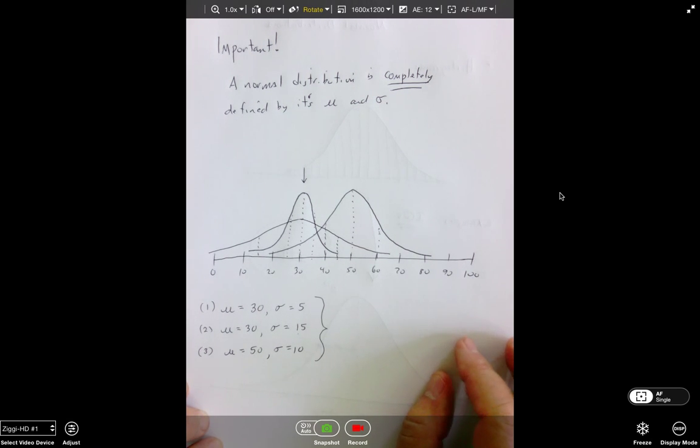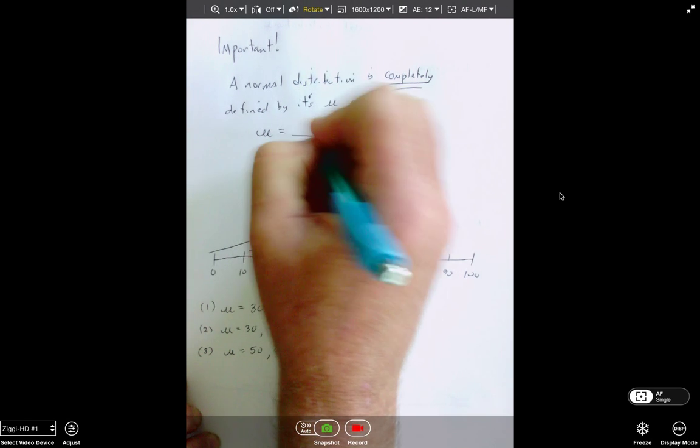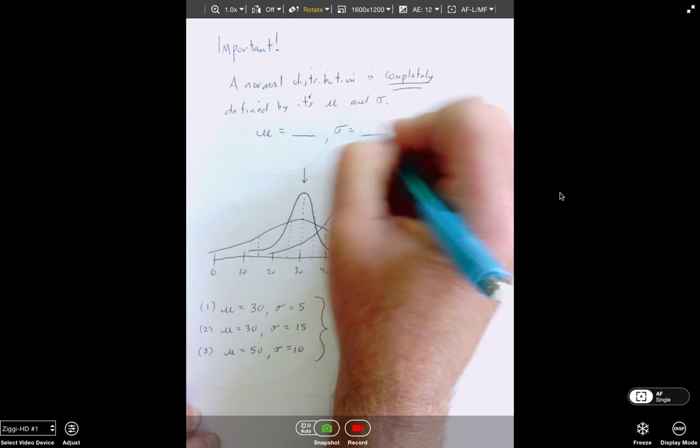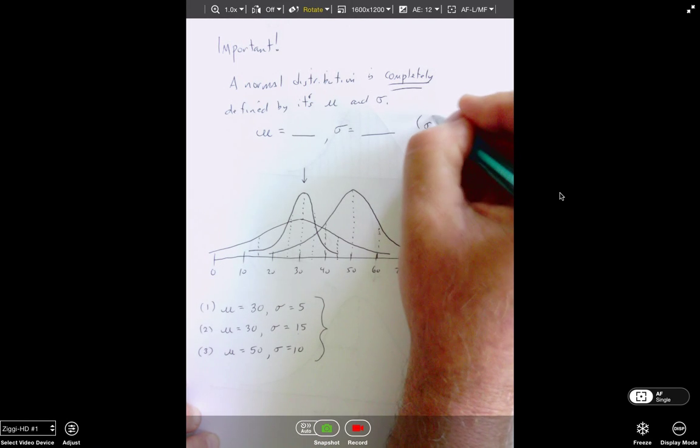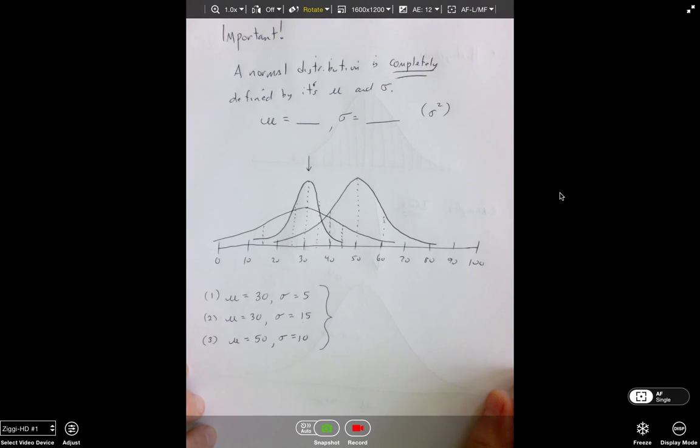Now, someone tells me, well, I've got a distribution that has a median of 50 and an IQR of 20. Okay, cool. I can't tell you anything about the normal distribution. I must know the mean. I must know the standard deviation or the variance. If I know the variance, all I'd have to do is take the square root of it. But it is complete: the normal distribution is completely defined by the mean and the standard deviation.